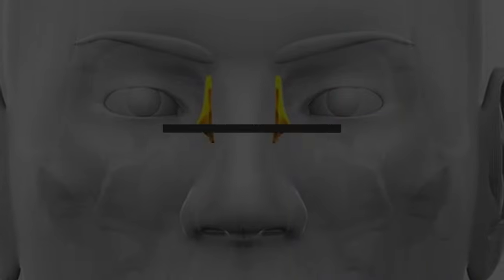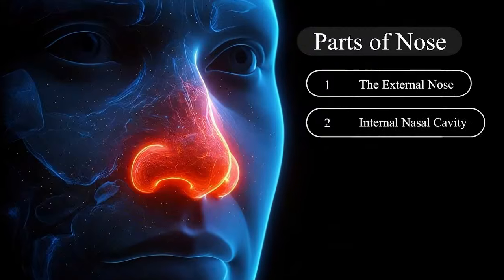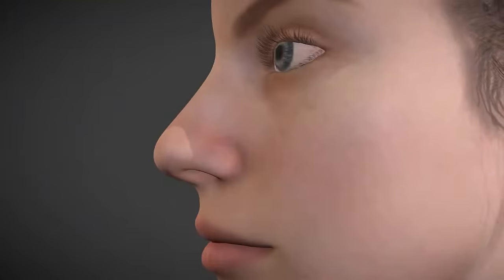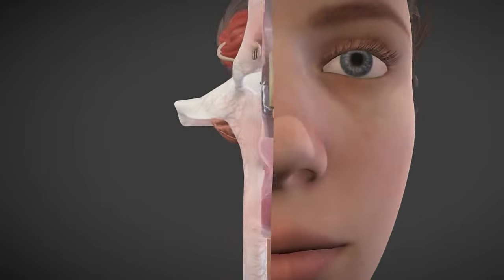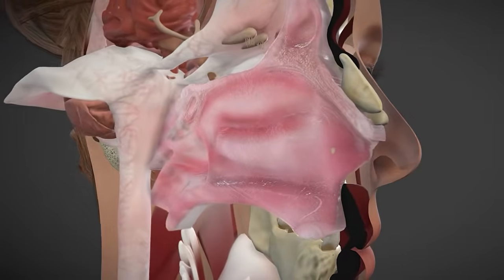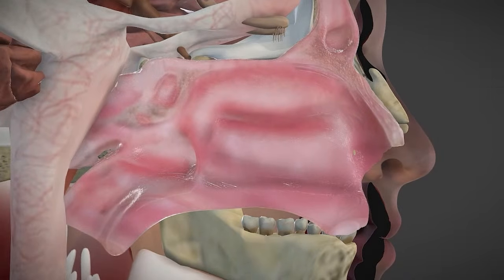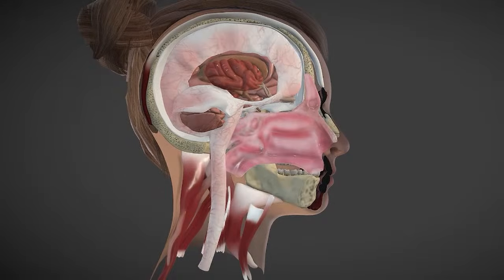Parts of the nose. The nose is generally divided into two main parts: the external nose and the internal nasal cavity. The external nose is the part that is visible on the face, while the internal nasal cavity is the part that is located inside the skull. The internal structure is much larger than it appears from the outside and connects to the sinuses, throat, and even the ears in some ways.